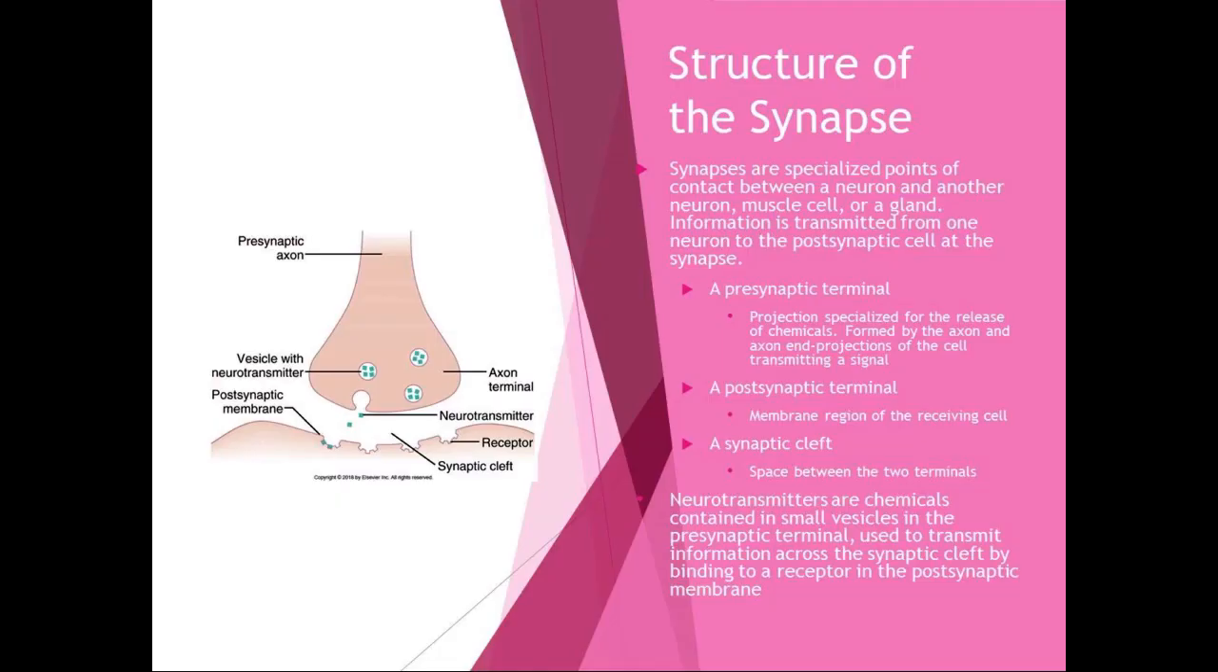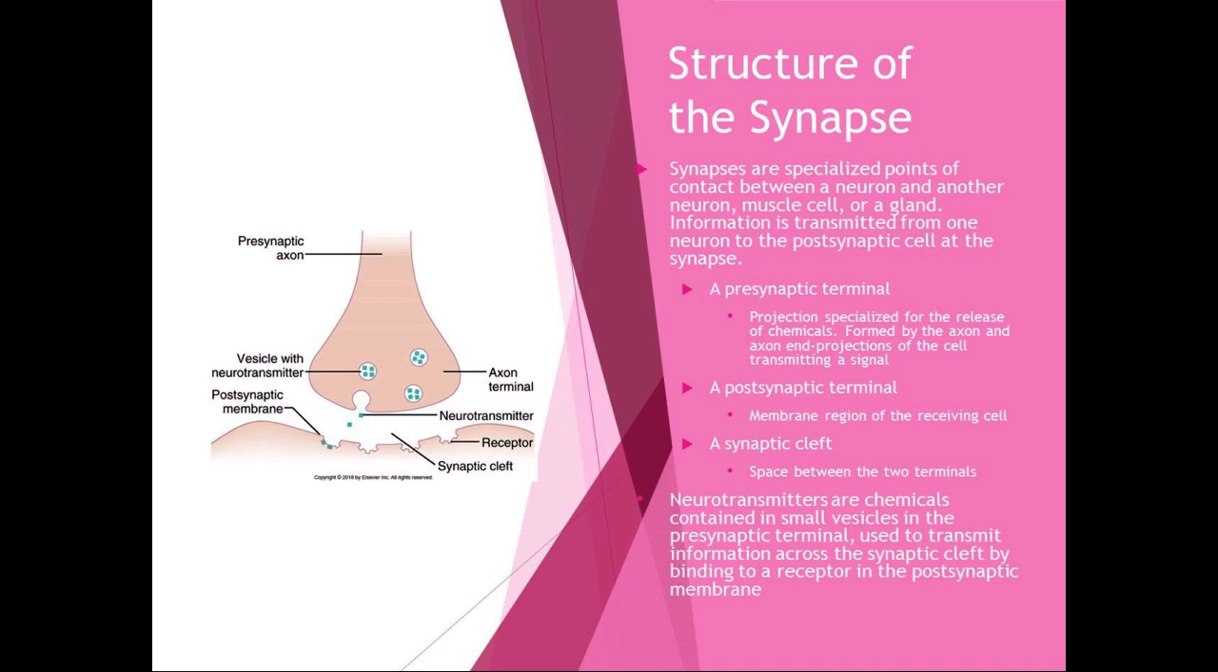So the synapse is where one neuron meets another or meets another cell. So it's a specialized point of contact between a neuron and another neuron, or a muscle cell, or a gland. Information is transmitted from one neuron to the postsynaptic cell at the synapse. The interesting thing is the neuron doesn't actually touch the other cell. There is space between the two of them. So we have chemicals floating across spaces to make this all happen, which is, it's amazing we can even get out of bed in the morning.